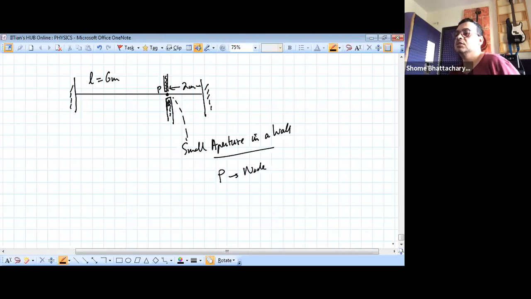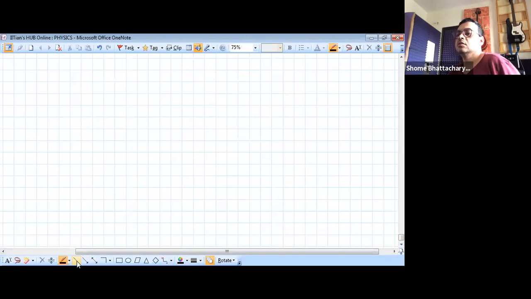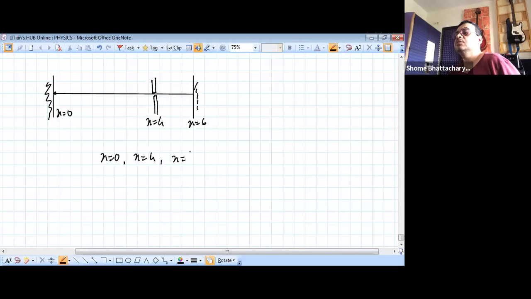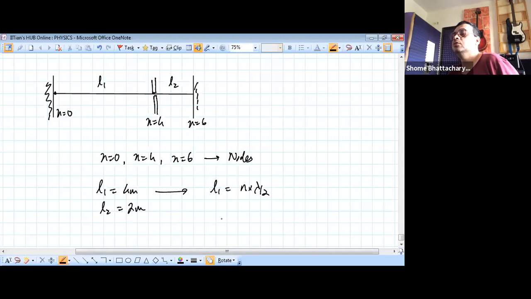So now this is a three boundary problem. My system exists like this. So if this is x equal to 0, this will become x equal to 4. This will become x equal to 6. x equal to 0, x equal to 4, and x equal to 6 are all nodes. Now you can see that this distance, I'm writing it as L1, and this distance is L2. So L1 is 4 meters, L2 is 2 meters. So in any overtone, L1 will have to be some integer multiple of lambda by 2, and L2 will also have to be some integer multiple of lambda by 2.